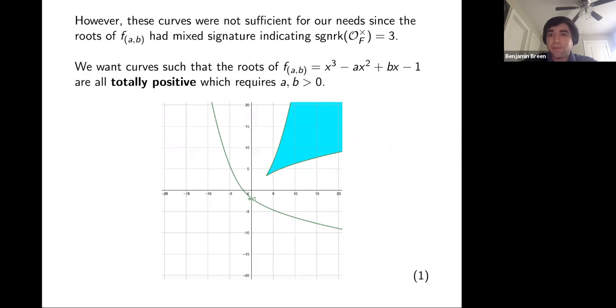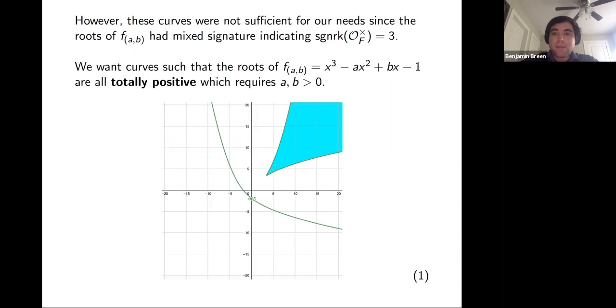So we wanted to find curves such that the roots here were totally positive. And when I gave this talk at Dartmouth, Carl Pomerance immediately pointed out that it's weird to require the roots to be totally positive, because you just really need all the roots of the polynomial to be positive, or you should say a root of the polynomial is totally positive.